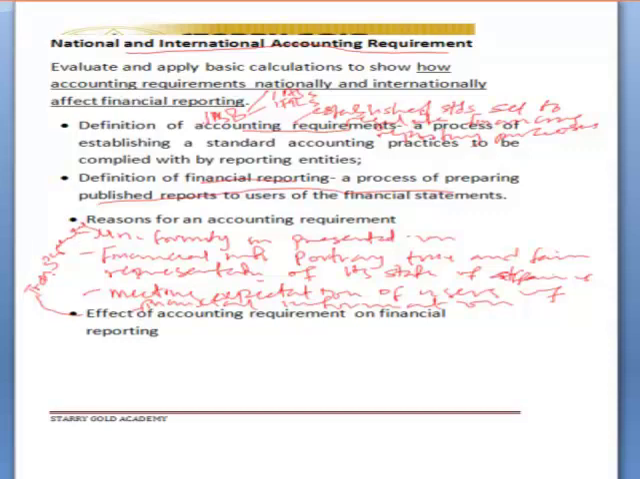Transparency in financial reporting. If your financial reporting is not transparent enough, it means the figures you have provided in the financial statement do not actually represent a true and fair position meeting the needs of users of financial statements. So one of the reasons why we have accounting requirements is to bring about transparency in the process of financial reporting, in meeting the expectations of users of financial statements.